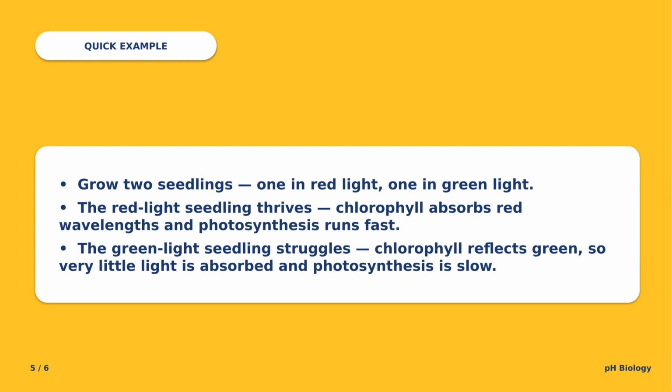Quick example, grow 2 seedlings, one in red light, one in green light. The red light seedling thrives. Chlorophyll absorbs red wavelengths and photosynthesis runs fast. The green light seedling struggles. Chlorophyll reflects green, so very little light is absorbed and photosynthesis is slow.